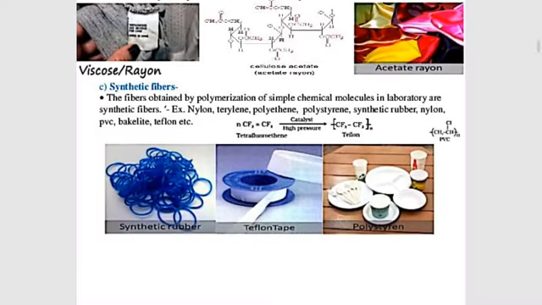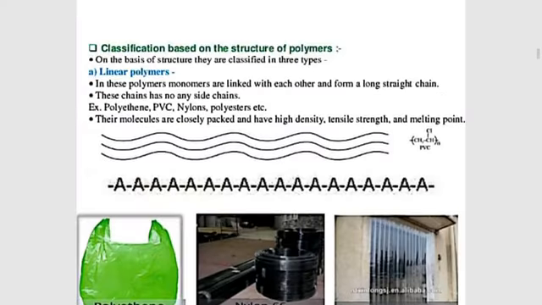So this is the classification based on origin. Next, based on structure. Based on the internal structure, polymers are classified again into three: linear, branched and cross-linked. Linear polymers are polymers in which the monomers are linked with each other in a linear form and it forms a long straight chain. There are no side chains. For example, polythene, PVC, nylons, polyester, etc.